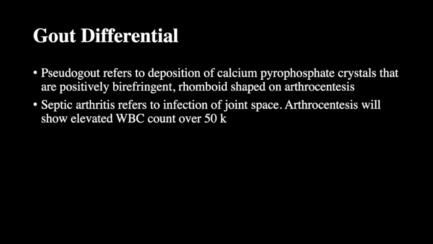Another thing you should consider on your differential for gout is septic arthritis. Both septic arthritis and gout are associated with joint pain, but the key thing you want to remember about septic arthritis is that patients are generally going to be febrile, and along with that, when you do arthrocentesis for septic arthritis, the WBC count will be over 50,000, whereas for both gout and pseudogout, the WBC count will generally be between 2,000 and 50,000.